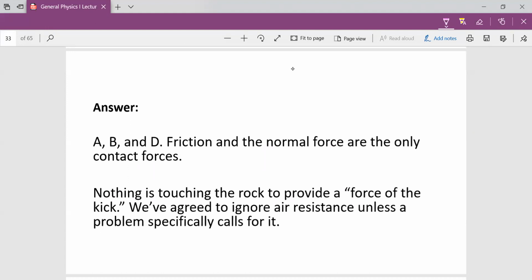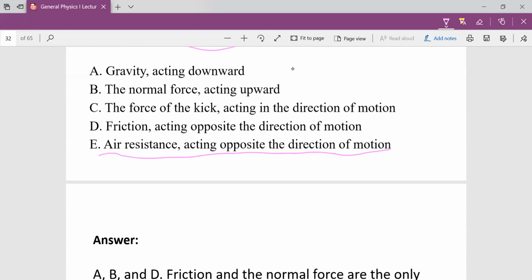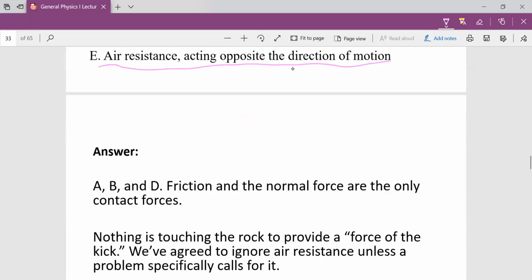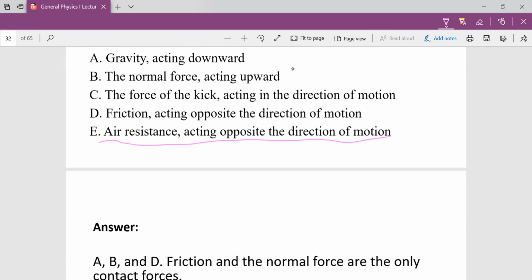Okay. So we had the frictional and the normal force. And also, friction, normal force, the gravitational pull, the force of the weight on the object. Now, A, B, and D. If you look at C, force of the kick acting in the direction of motion.